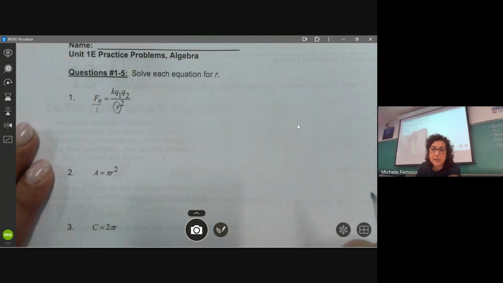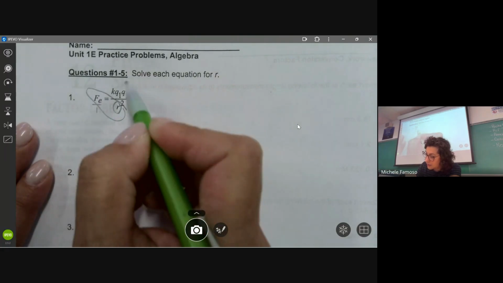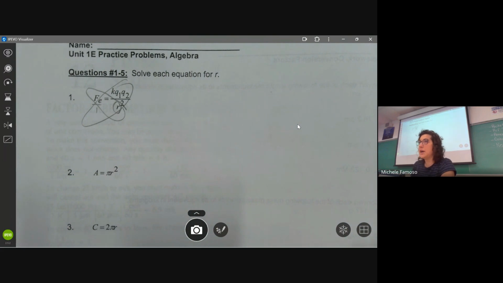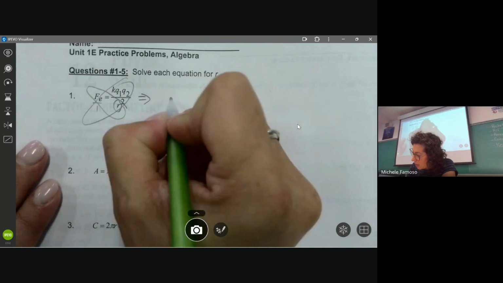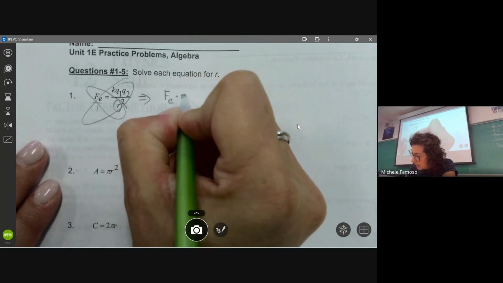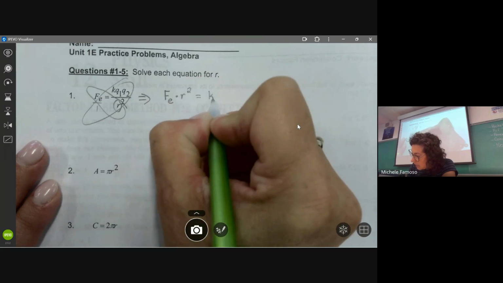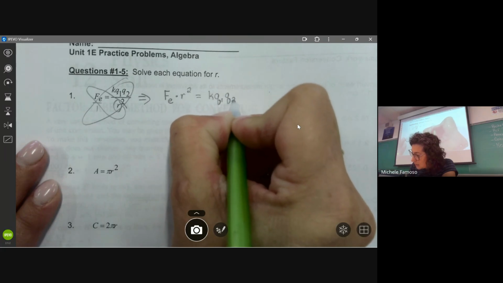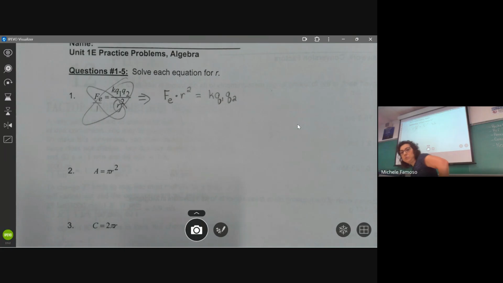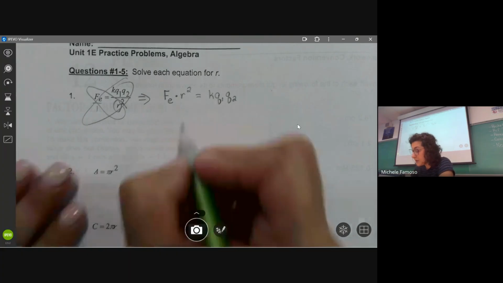Think about it like this, which means that we can then cross multiply to linearize this thing. And that's our first step. We would rewrite this as FE times r squared equals K times Q1 times Q2. Now it is much easier to solve for the r. What would we do first? What's the first thing we have to do? Think about SADMAP. Yep. We have to divide FE. Yeah, divide both sides by FE.